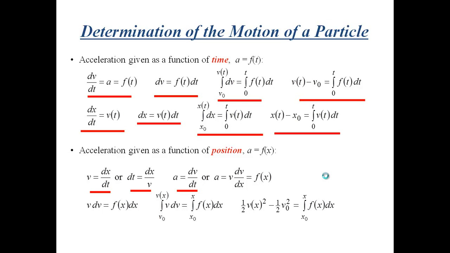So now the acceleration given as a function of position, that is a is equal to f of x. So next one, v dv is equal to f of x dx. Then integrating with respect to the velocity v naught to v of x, integral v naught to v of x v dv is equal to integral x naught to x f of x dx. So we will get 1 by 2 v of x square minus 1 by 2 v naught square is equal to integral x naught to x f of x dx.